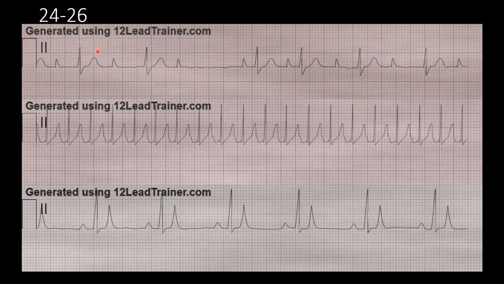Alright, so this one is irregular. So we have a rate of 1, 2, 3, 4, 5, 6, a rate of about 60. We do have P waves, however we have an extra one right here. Our PR interval is varying, so right there it's really short, however like over here it's really long. Our QRS complex is about 0.12 seconds, so still normal, but kind of on the wider end of normal.